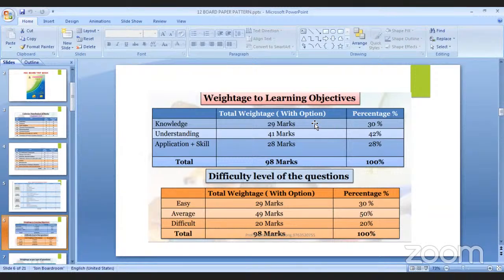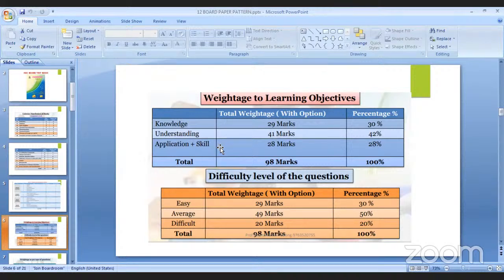If you learn definitions properly, fine, but if you make mistakes, like writing a definition in your own way, it won't give you marks. So you have to write as it is. Understanding: if you have understood a particular topic very nicely, you will be able to answer around 41 marks of the questions.